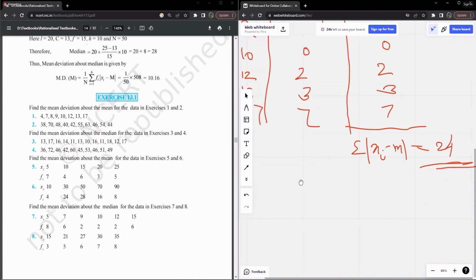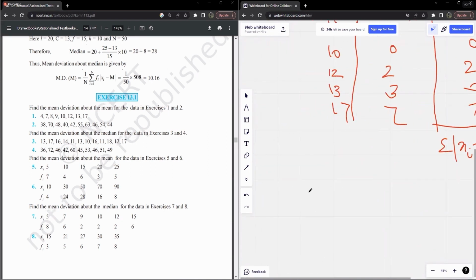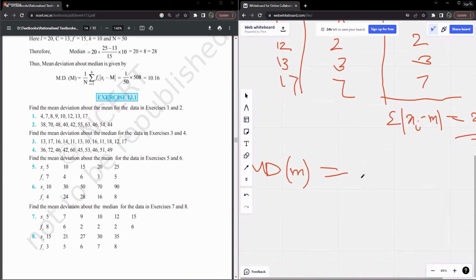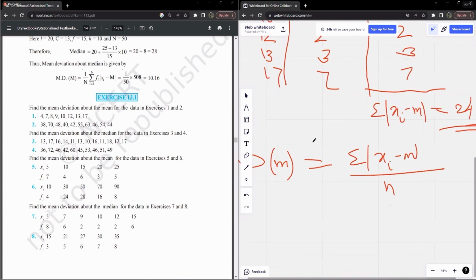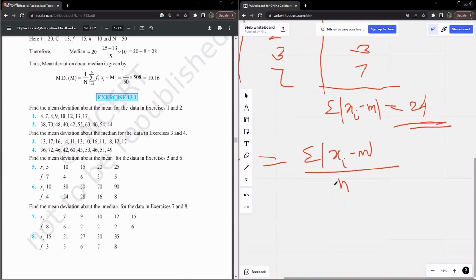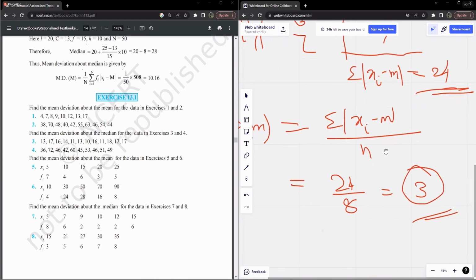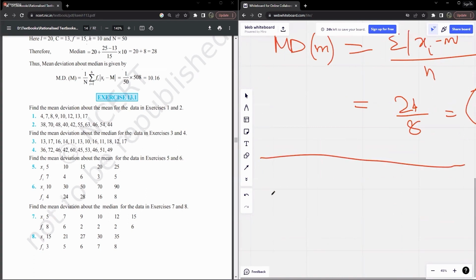All right. So the final answer, that is the mean deviation MD above the mean, small m, is going to be equal to sigma of mod xi minus m divided by the number of observations. The spread above the mean divided by the number of observations. That is equal to 24 divided by 8, which is equal to 3. And that's your answer. That's question number 1.